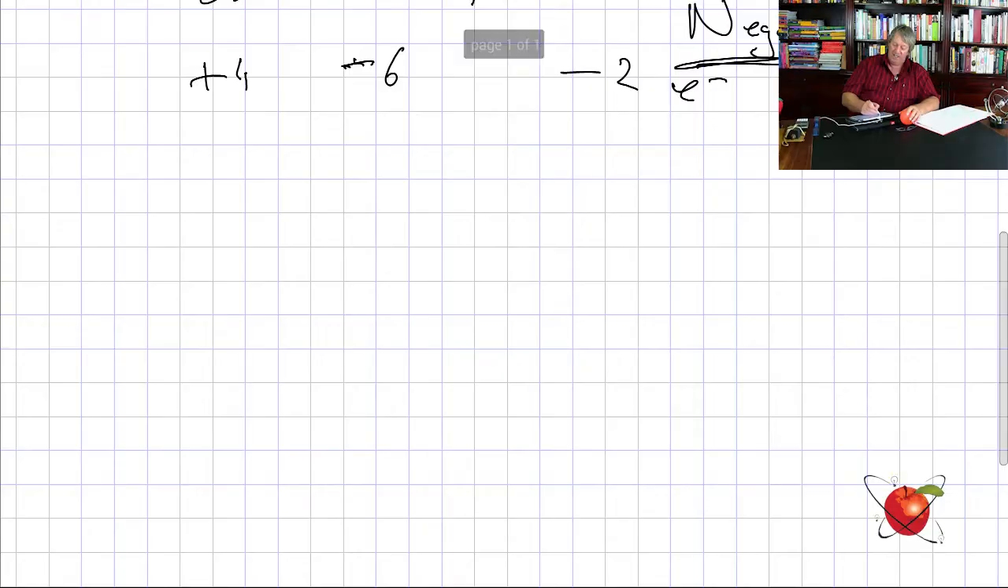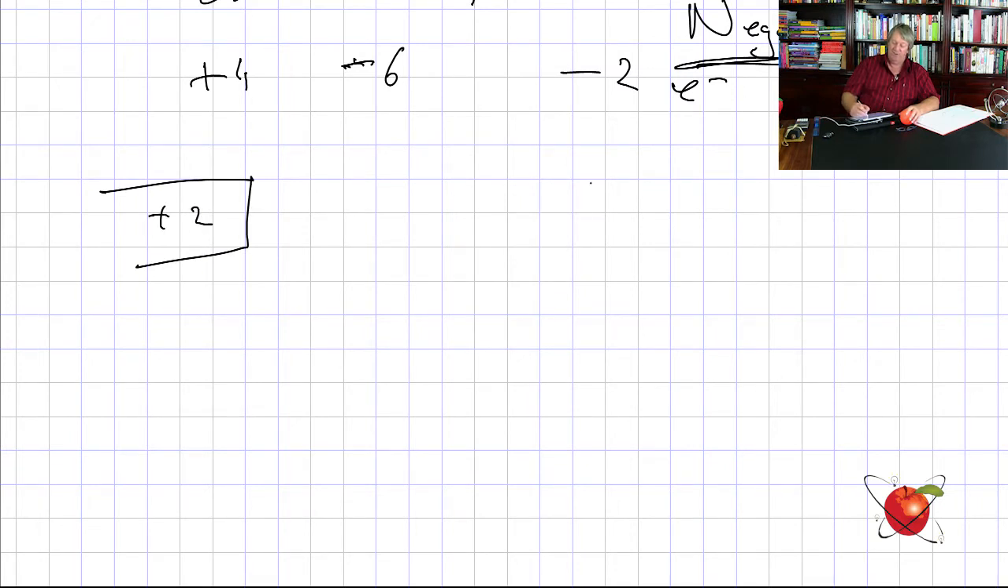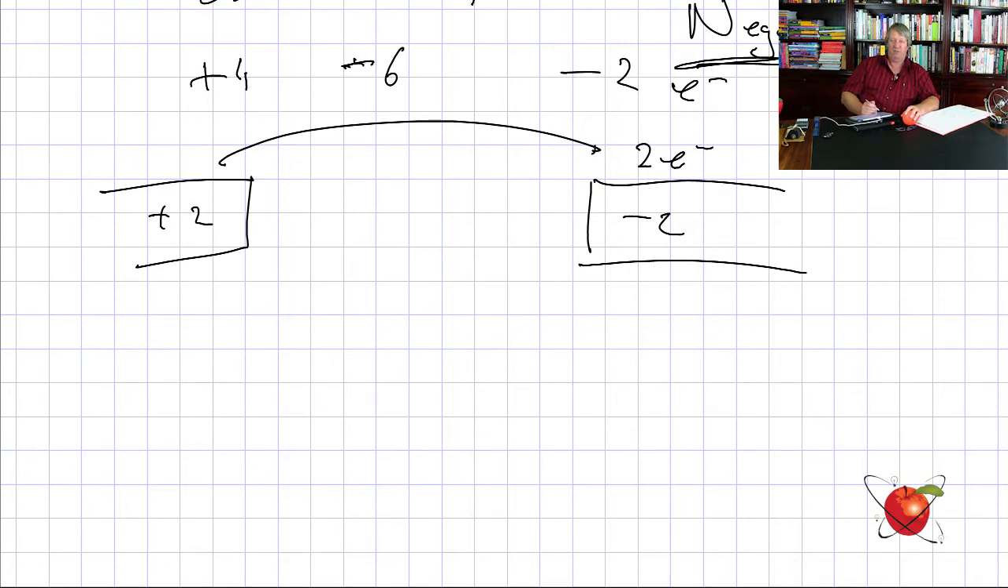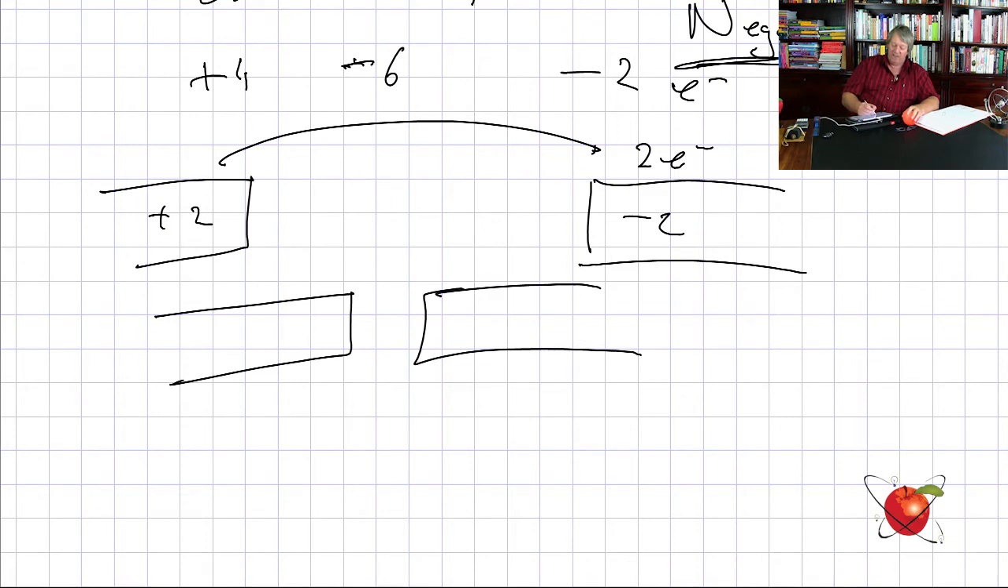So what can I say? I can say this, can't I? Here my ruler has got a plus 2. This ruler has got a minus 2 charge. Why? It's got 2 electrons on it. Where did they come from? I pinched them from there, right? Now, if I bring these two together, closer and closer together, what happens here? This is plus 2, minus 2.